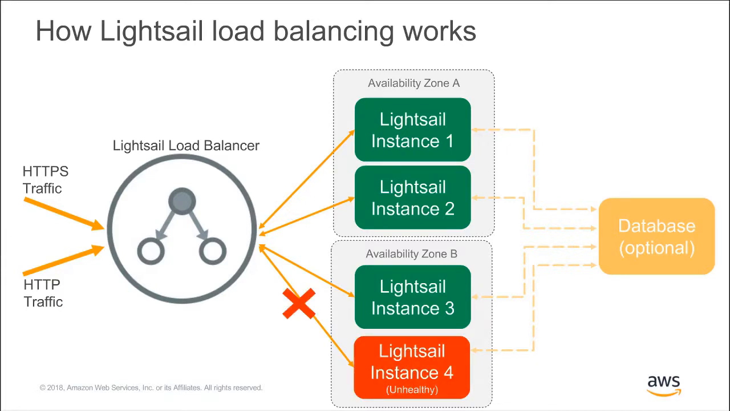And then finally, you can see if Lightsail instance 4 down here becomes unhealthy, we stop sending the traffic there, and it would only be distributed between instances 1, 2, and 3.